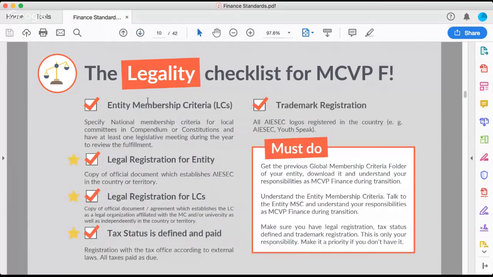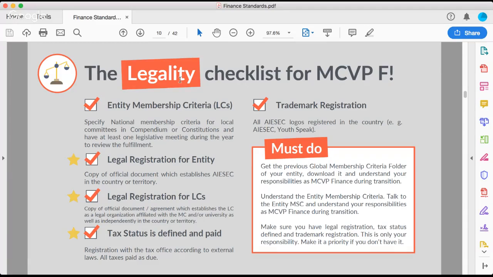Entity membership criteria. So these are also in our own finance standards checklist, and I will explain where they come back. Then legal registration for your entity. You need to make sure that every year you update your ZVR registration to make sure that there's always an EB who is elected and legally registered for the ISAC entity as well.